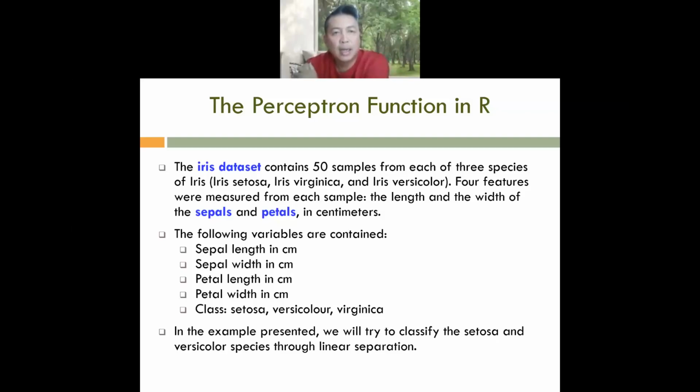For this one, let me walk you through a simple example in which we have 4 columns of numerical values. What we want to do is predict the class of that particular sample. We have 3 classes: Setosa, Versicolor, and Virginica. Based on the sepal length and width, and also the petal length and width, we are trying to learn how to classify the Setosa and Versicolor samples.